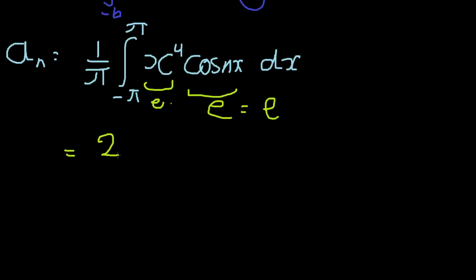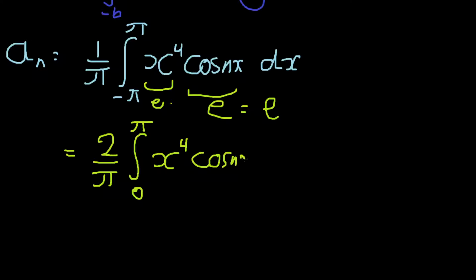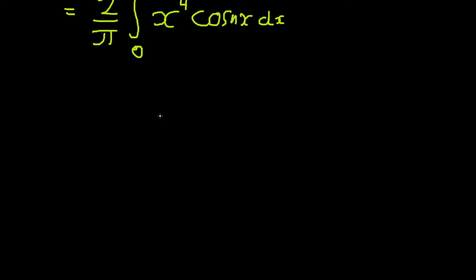But essentially what we're going to get is 2 over pi times the integral from 0 to pi of x to the fourth cosine of nx dx. There's no real easy way to do this from here, but just stick with us on this one. We're going to use the DI method to evaluate this, and we're going to ignore the constant for now. Let's just purely evaluate this.